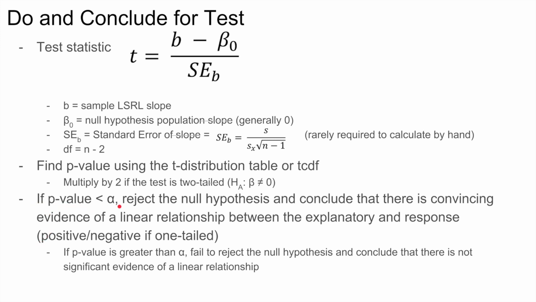If the p-value is less than alpha, we reject the null hypothesis and conclude that there is convincing evidence of a linear relationship between the explanatory and response variables.